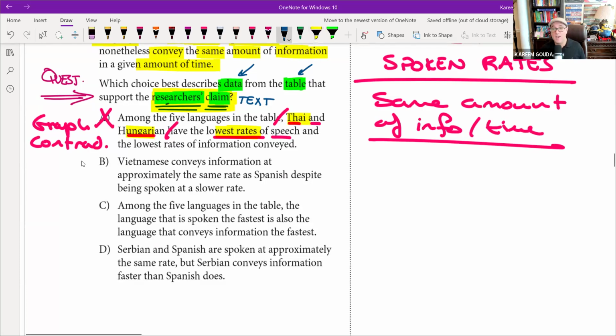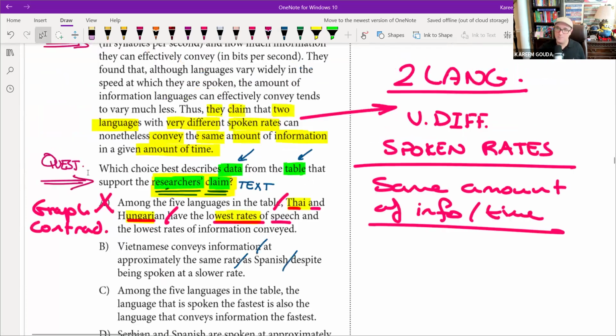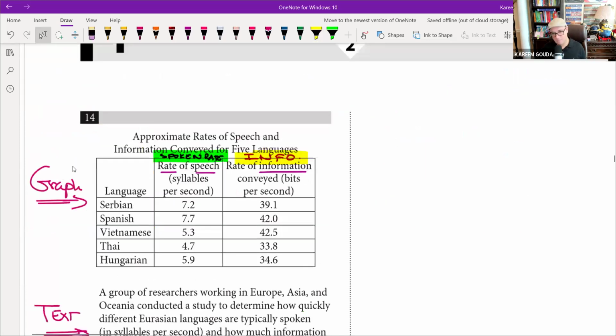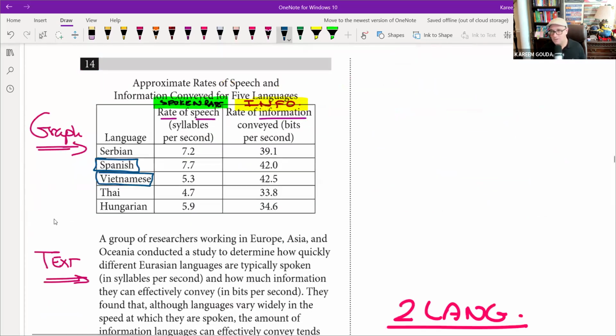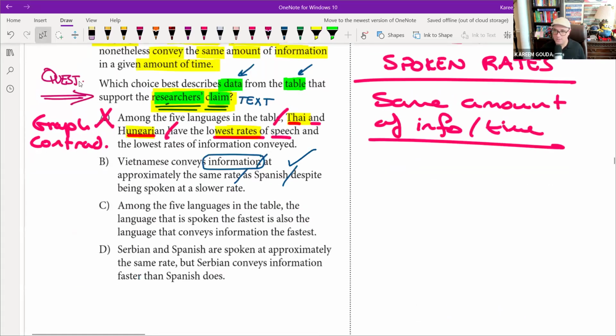All right, let's go to B. Vietnamese conveys information at approximately the same rate as Spanish. Okay, we go up. Vietnamese has almost the same rate of speech, no, of information, right? Vietnamese conveys information. Okay, so Vietnamese and Spanish, same information. Where's information? It's the second column here. Spanish 42, Vietnamese 42.5. So yes, this is correct. So far, this part is correct.